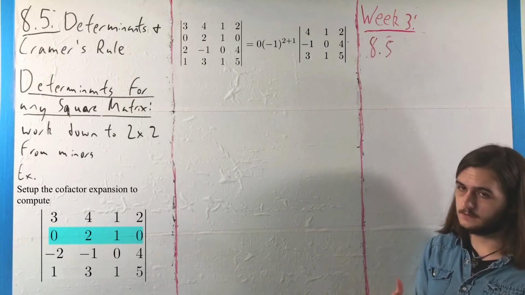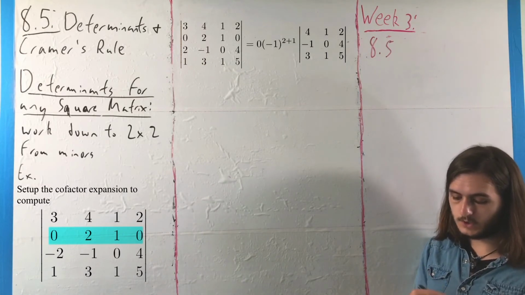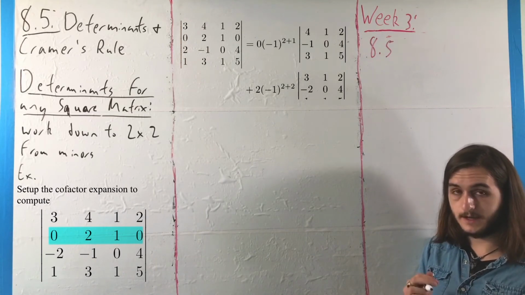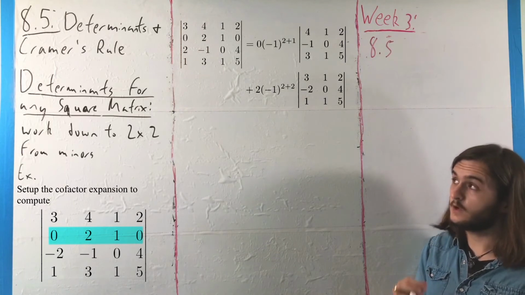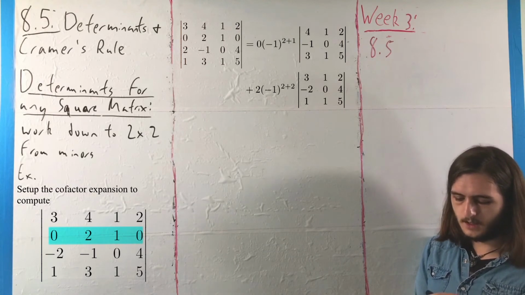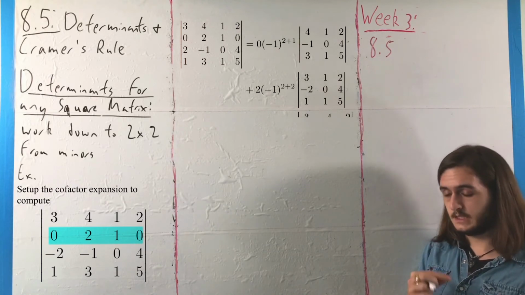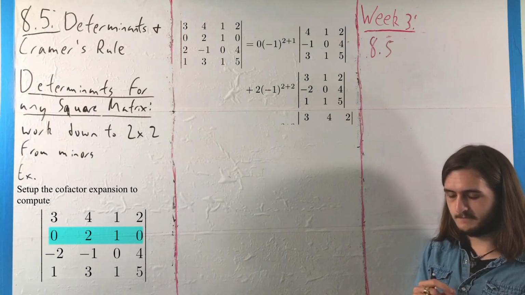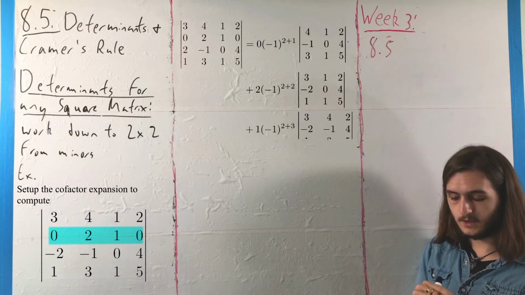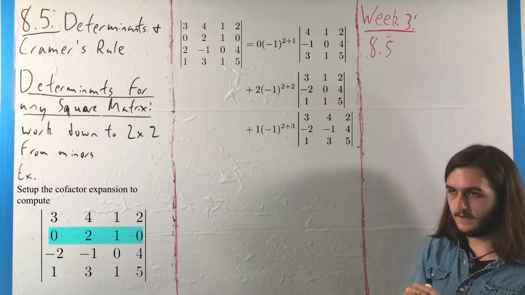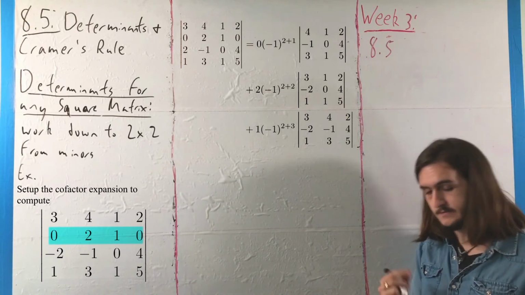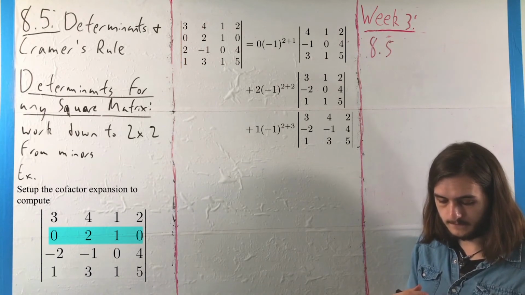Hopefully we know what happens there. Plus 2 times negative 1 to the 2 plus 2, multiplied by the determinant of 3, 1, 2, negative 2, 0, 4, 1, 1, 5, which we've seen a couple times now. Hopefully we know what happens there up to that cofactor. Plus 1 times negative 1 to the 2 plus 3, multiplied by the determinant of 3, 4, 2, negative 2, negative 1, 4, 1, 3, 5, which we don't know, and is not going to be a very nice determinant to compute, but that's what we're working from.